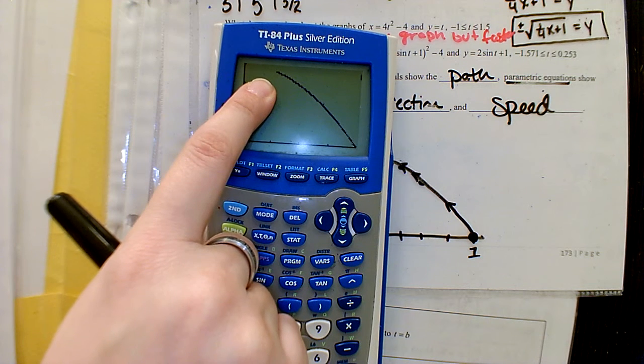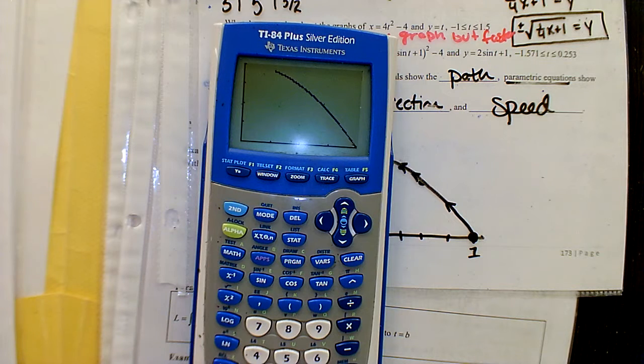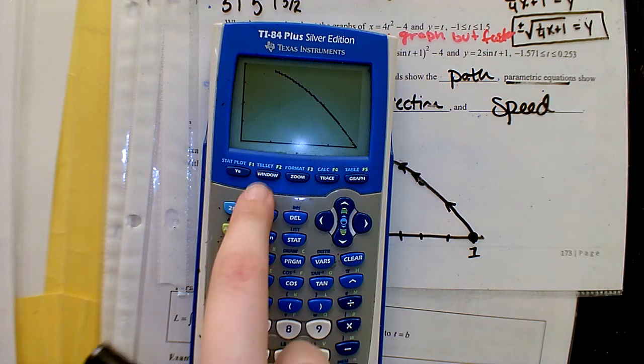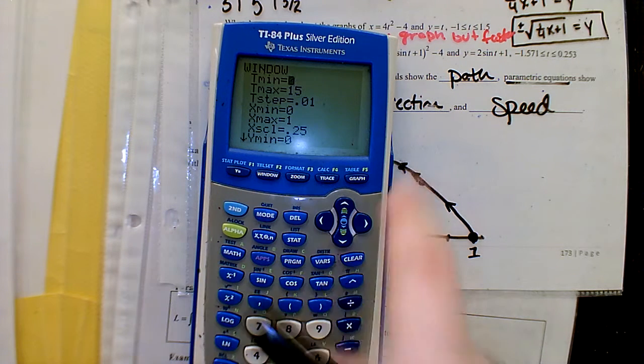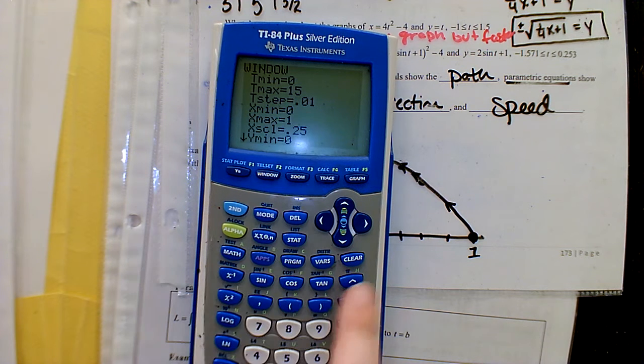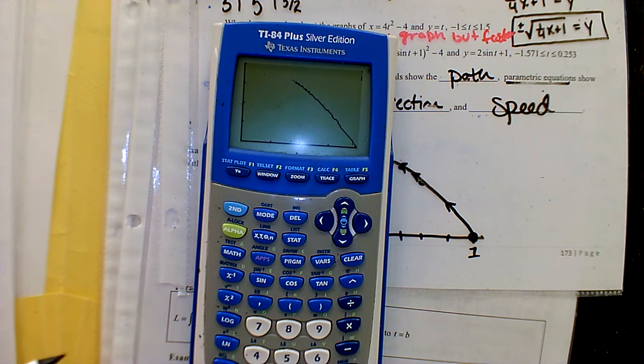Okay. If that's going too slow for you, you can always hit the on button. I think that should stop it from thinking if it's going too slow. Then you can go back to window and change that t-step. So maybe 0.01 was too small, taking too long to graph it. So we'll change it to 0.1, and notice how that went a little quicker.